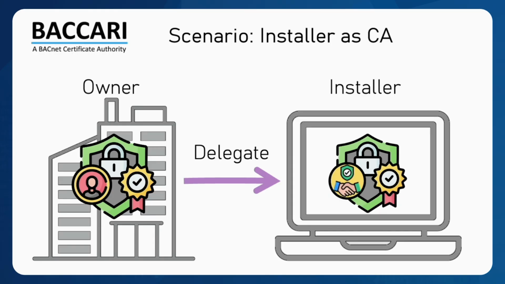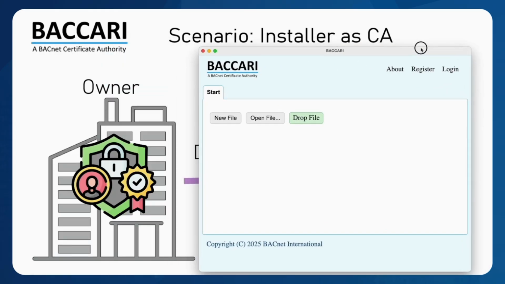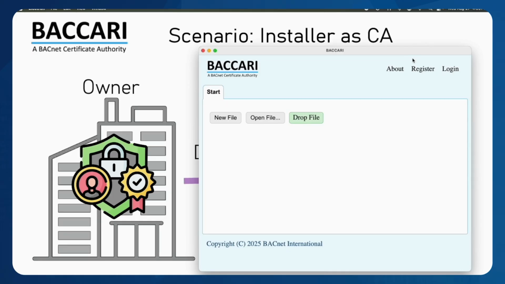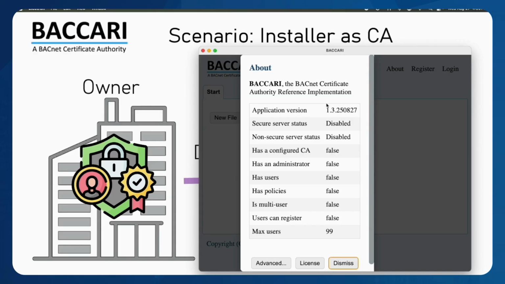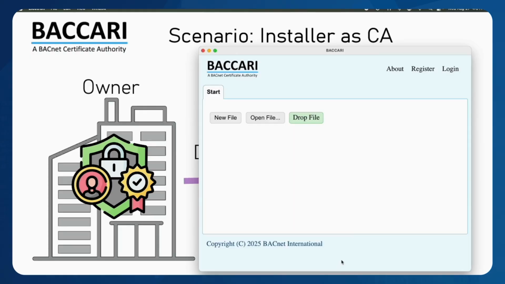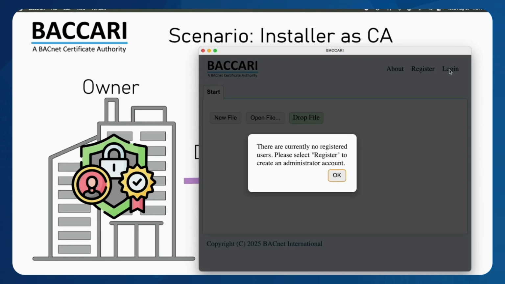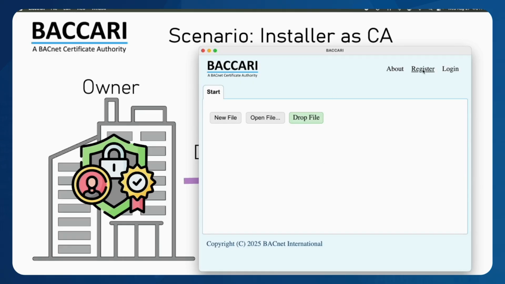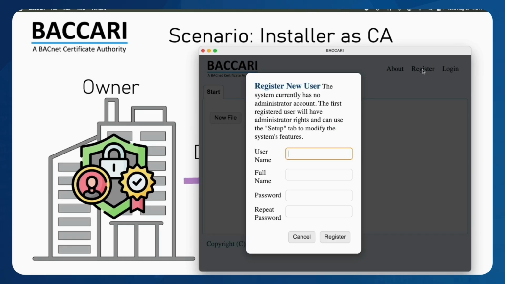We'll begin with the owner. This is the BACCARI tool as it looks out of the box. When you first launch the tool, you can see from the About box that no configurations have been made. This is just the way you start up. So let's start by logging in as the administrator. But we can't because we haven't created an administrator yet. So the first thing you do as a new user is to register. This will create an administrator user for the BACCARI tool.